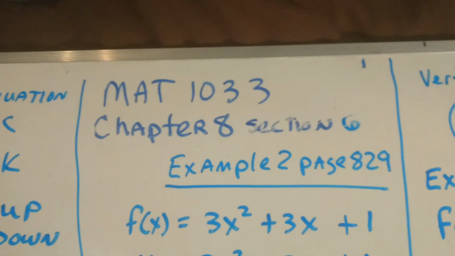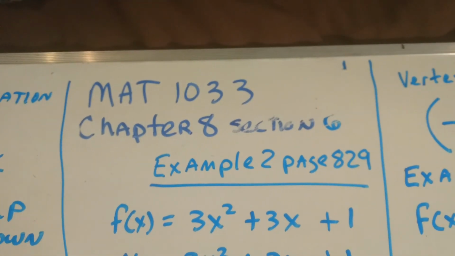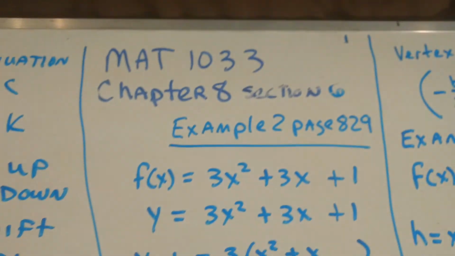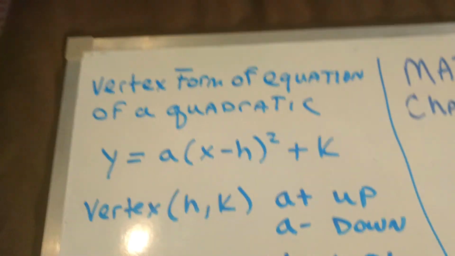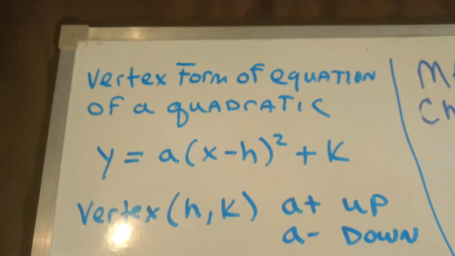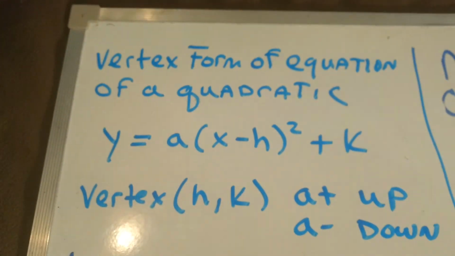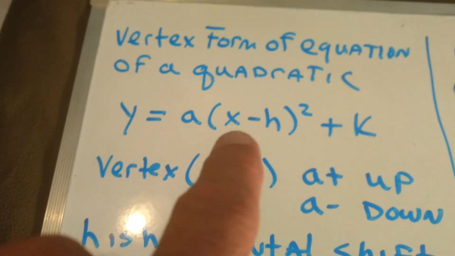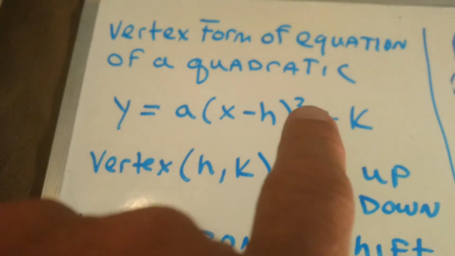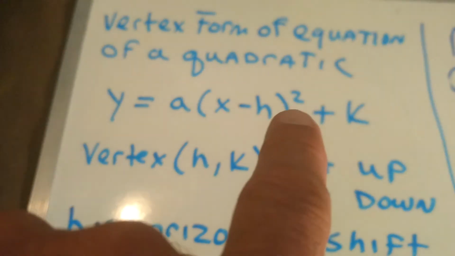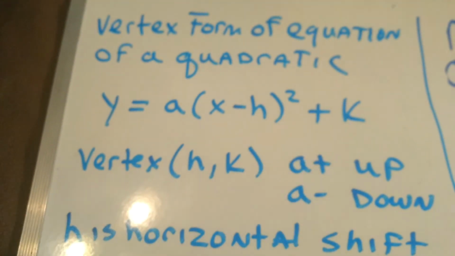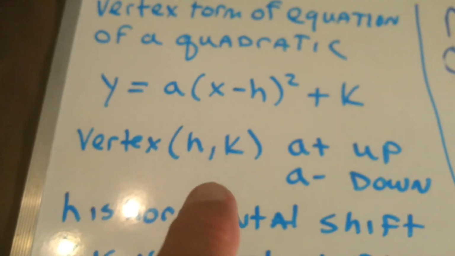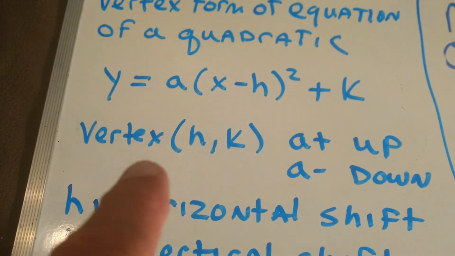1033, Chapter 8, Section 6, which is the last section we cover in Chapter 8. This deals with what we call the vertex form of the equation for a quadratic. And it's y equals a times (x minus h) in parentheses squared plus k. And the square here is what makes it a quadratic. The h and the k are the vertex.